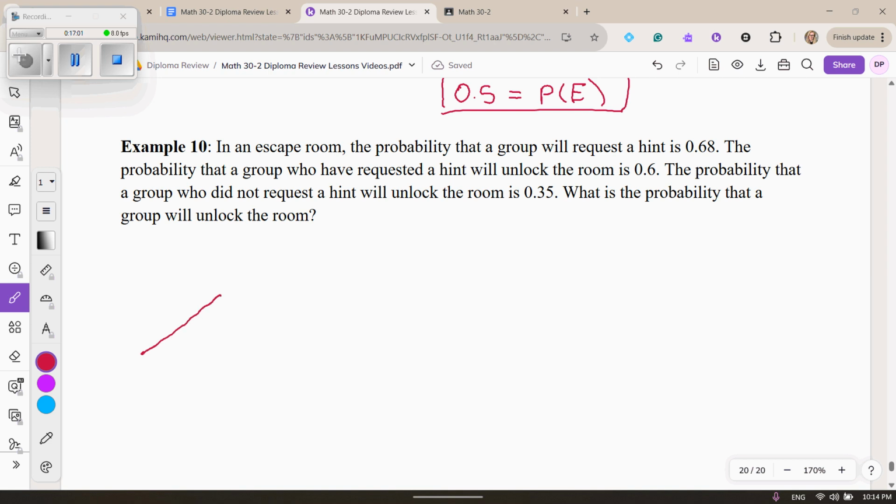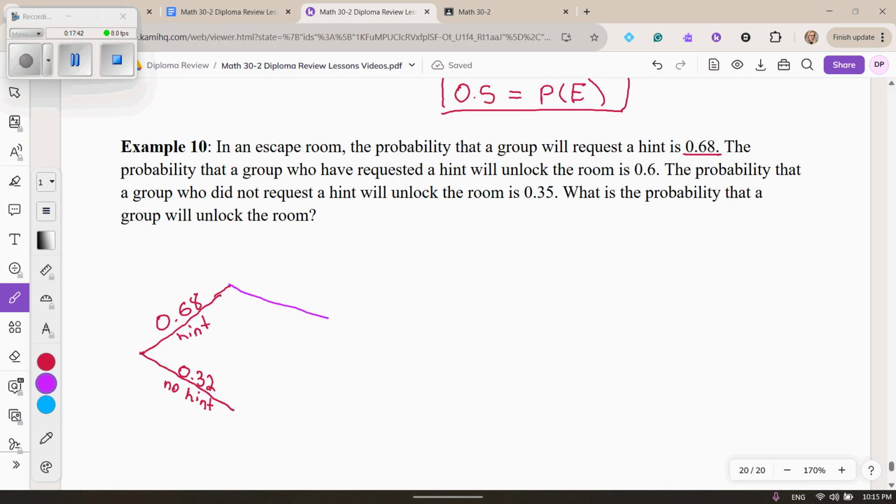So this question, there are lots of ways we could tackle it, but the way I would suggest would be a tree diagram, right? The first thing in the tree diagram basically is determining did they take the hint or did they not take the hint? Because I read right at the beginning that the probability that they requested a hint is 0.68. That means that 1 minus 0.68, which is 0.32, they will not request a hint. So 68% of the time they'll request a hint, 32% of the time they will not.